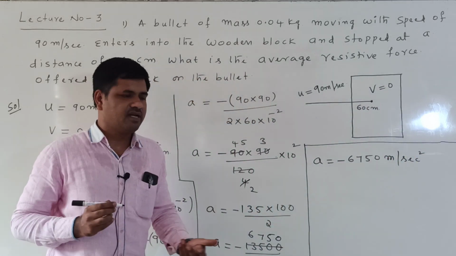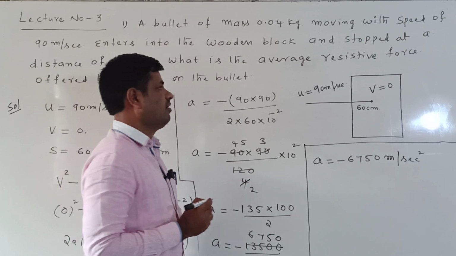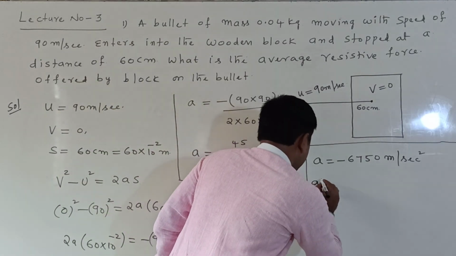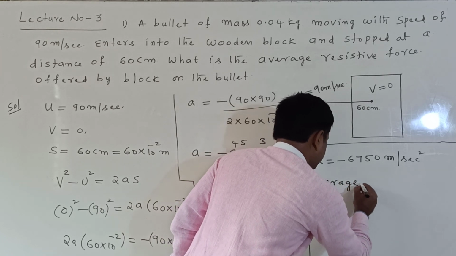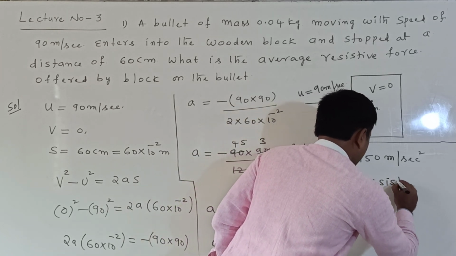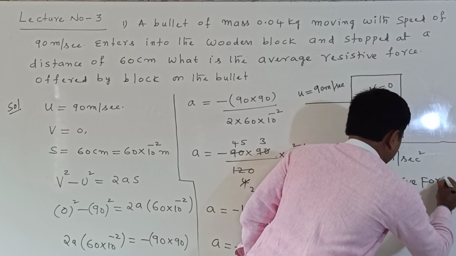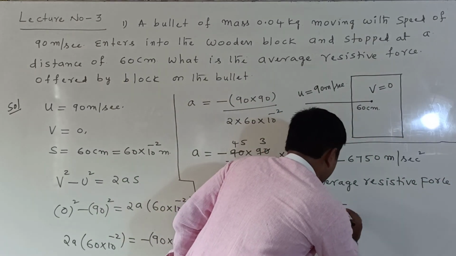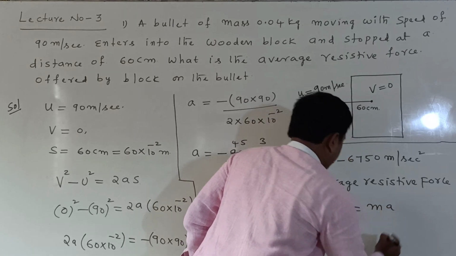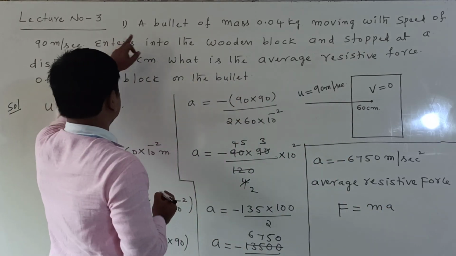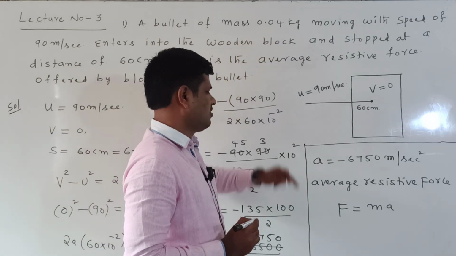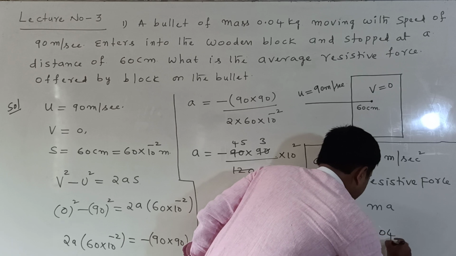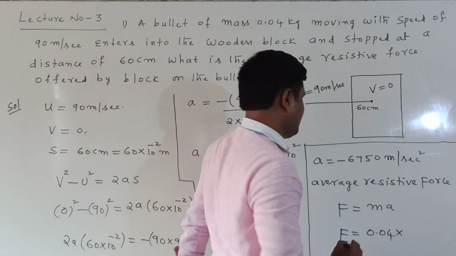Now that we have the acceleration, from Newton's second law we find the average resistive force. The average resistive force can be written as F equal to ma. The mass is given: the bullet mass is 0.04 kg. So F is equal to 0.04 into the acceleration.